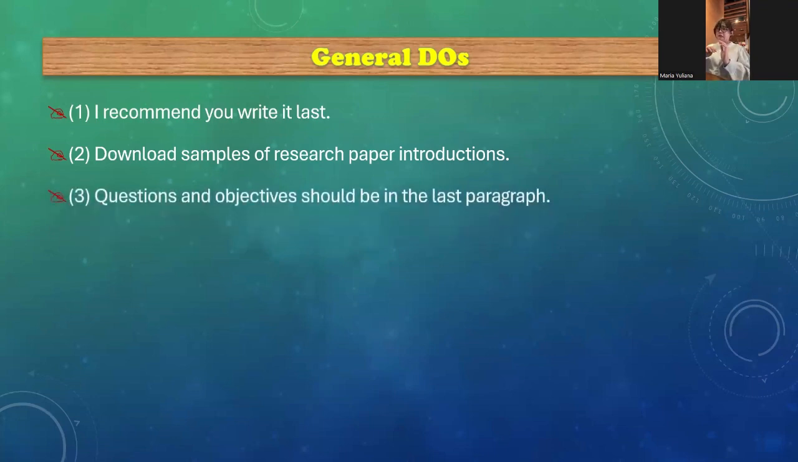The third one, the question and objective should be in the last paragraph. So you should write the objective in the last paragraph, after the context, and then the problem, and then the justification from literature review. Then after that, the last one will be the objectives and questions.